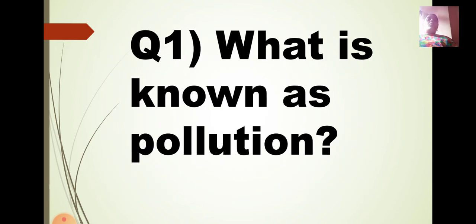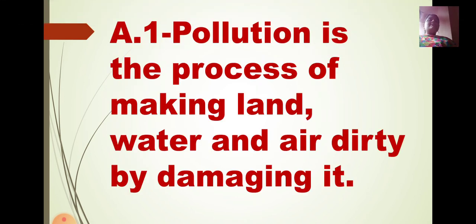First one, what is known as pollution? You know the answer. The answer is in the first line of the passage. That is, pollution is the process of making land, water and air dirty by damaging it. So when you are damaging the land, water and air, what are you doing? You are doing pollution. Okay, so see, I have answered in a full sentence.